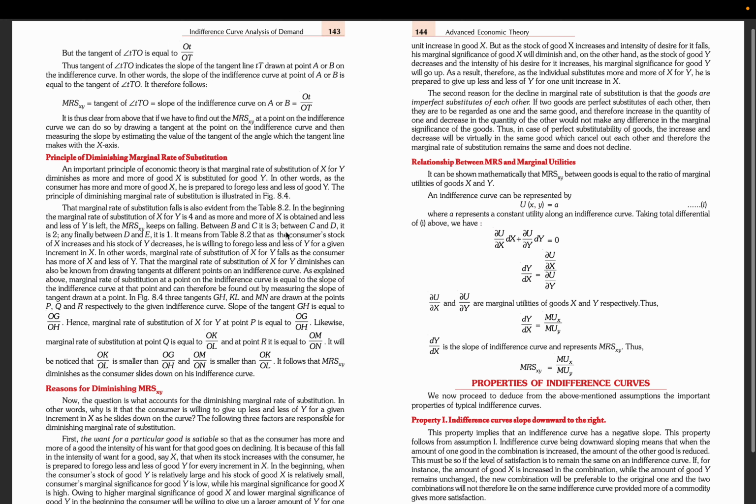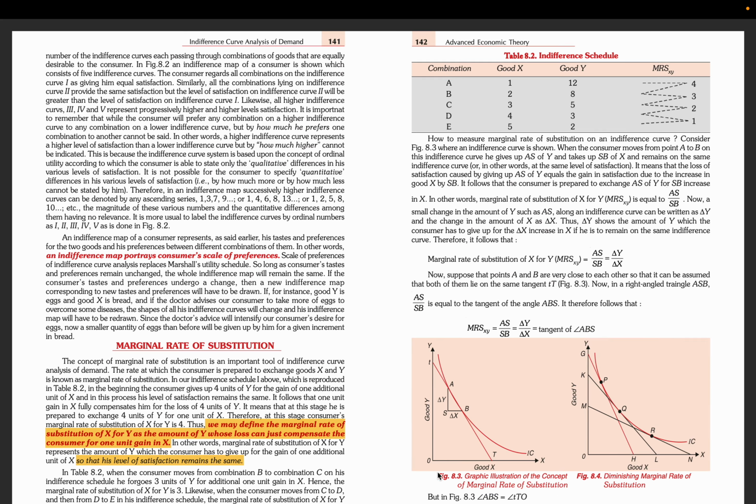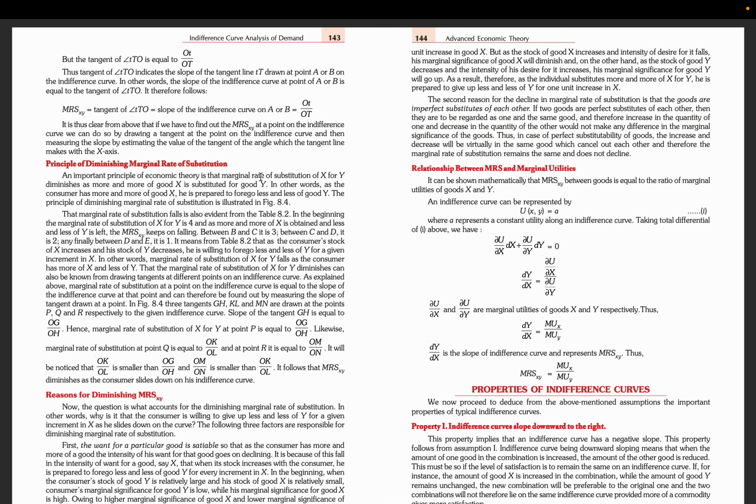The tangent of TTO is equal to OT by OT, right? Thus, tangent of angle TTO indicates the slope of tangent line TT drawn at the point AB on the indifference curve. In other words, the slope of the indifference curve at point A or B is equal to tangent of angle TTO. It therefore follows that MRSXY is equal to the tangent TTO, which is equal to the slope of the indifference curve at A or B, which is OT by OT.